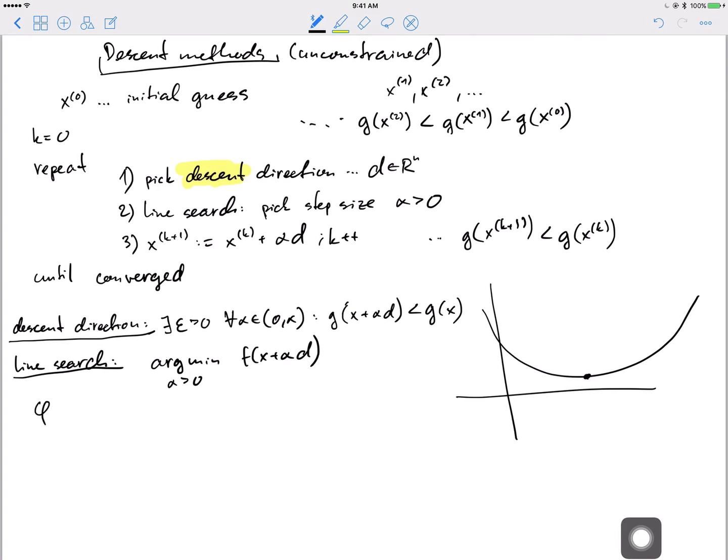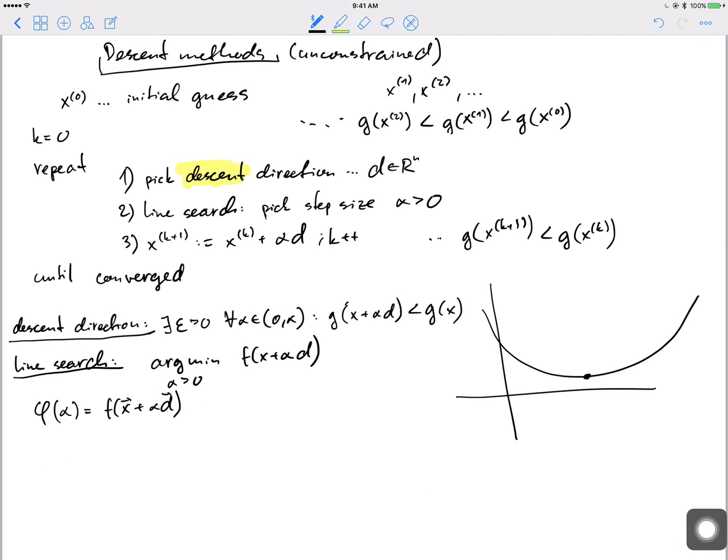So I can call this function phi. It's a function of alpha, and it's a function that looks exactly like this. It's x plus alpha d. If you want, I can put little vectors to make it clear that the x and d are vectors, whereas alpha is a scalar, and it's also a positive scalar, okay? So really, what I'm doing, I'm minimizing this function phi of alpha, okay?